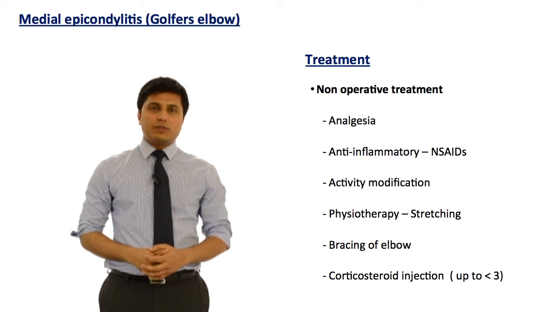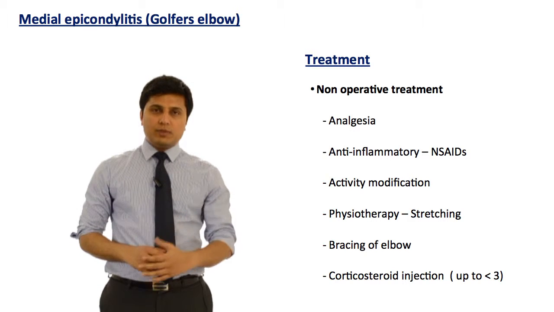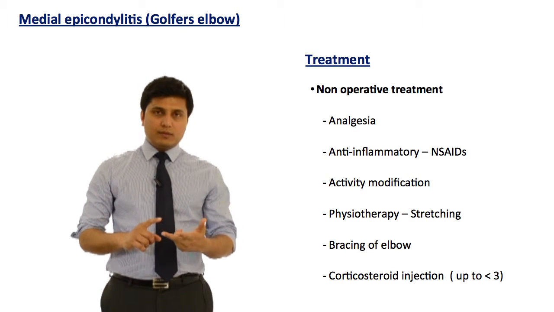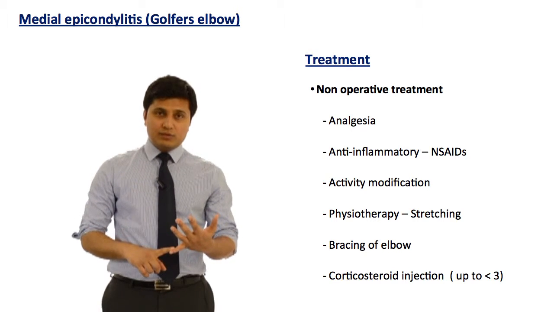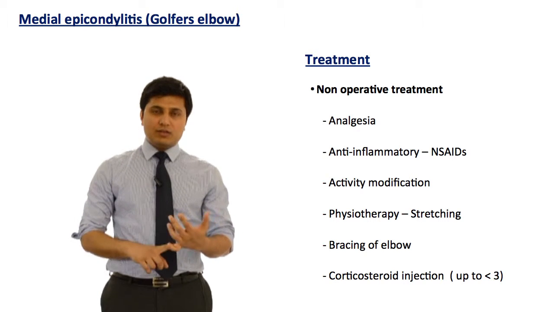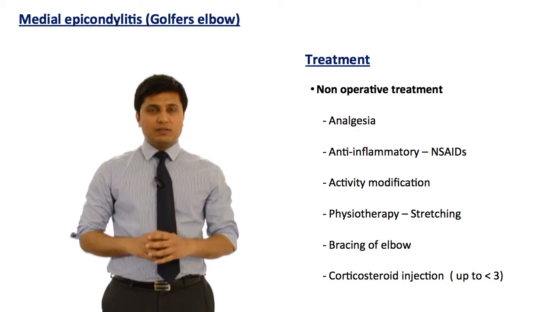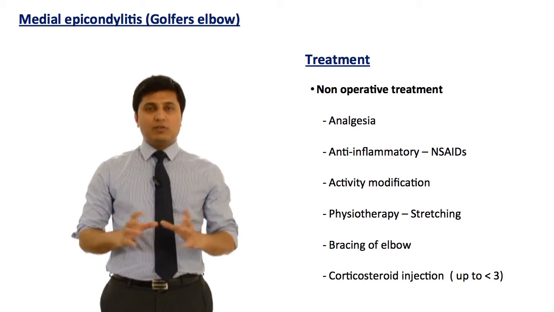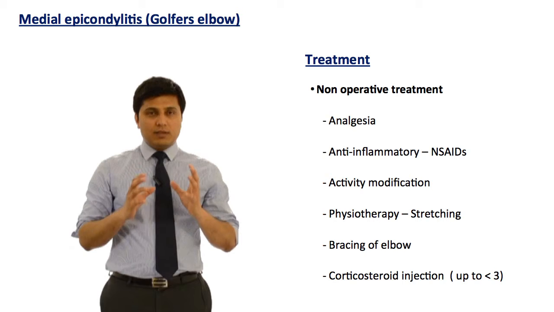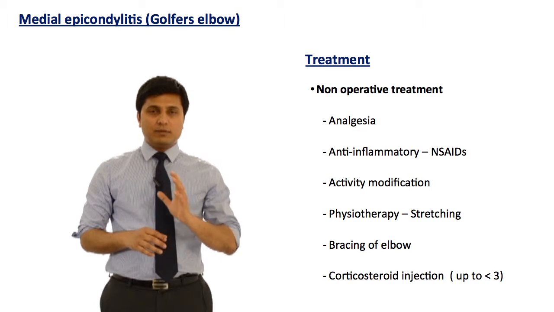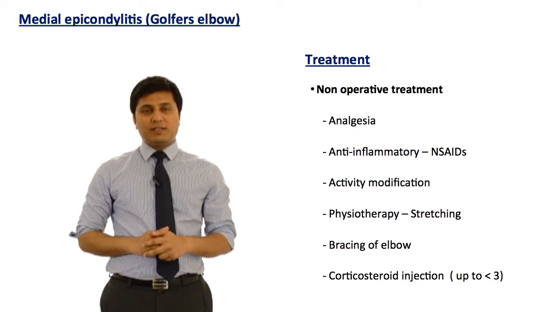So how to treat golfer's elbow? Mainstay treatment is conservative measures. The conservative measures are rest, anti-inflammatory medication, activity modification, physiotherapy to stretch the muscles, and also ultrasound guided injection. In the majority of patients, conservative measures are helpful to control the symptoms. In a few selected cases, if the conservative measures have failed to resolve the symptoms, then surgical treatment is indicated.